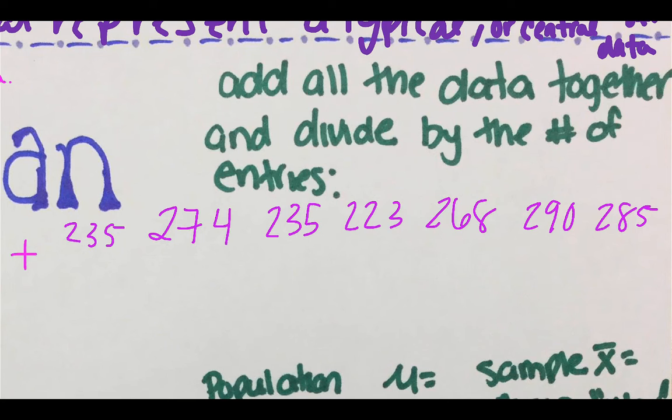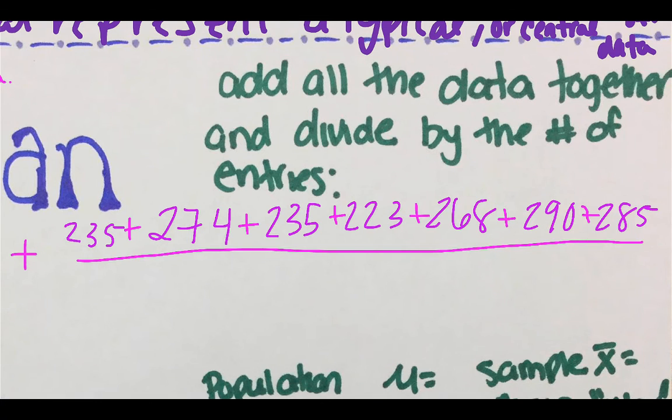But to follow our directions here, we're going to add these all together. I'm going to put little plus signs in between each entry. We're going to add them all together, and then we are going to divide them by the number of entries. So you just do a quick count, 1, 2, 3, 4, 5, 6, 7. And so we are dividing by 7.